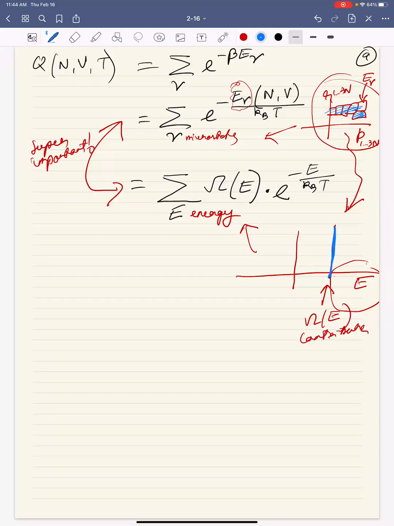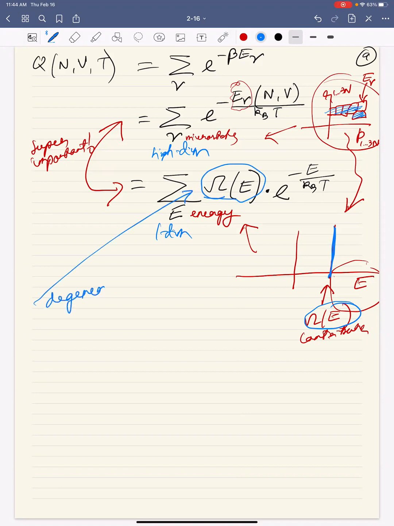Ethan is on Zoom. Ethan, I was moving my hands very vigorously and saying that all possible arrangements of my hands have the same energy, but there are many, many different arrangements, right? So that number of arrangements is omega E. As you go from a very high dimensional integral or a sum to a one-dimensional sum, you have to account for this degeneracy. So this omega is known as the degeneracy of energy E or the density of states.